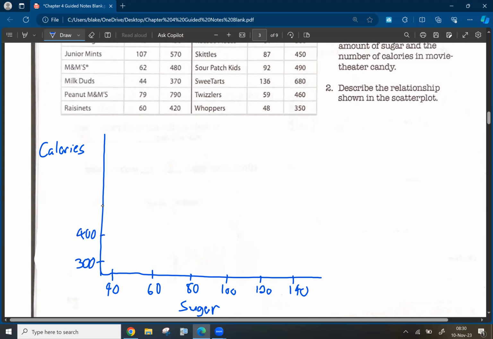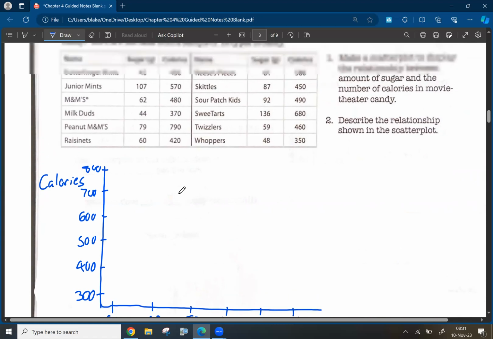Now you can go by a slightly different amount if you want to. But again, the main thing is don't go to 0. Don't start at 0. Just start where you need to start, to make sure that you have enough room for it. So yeah, 350 to 790 should definitely fill it in without leaving too much extra space that's not used. So yes, only go where you need to go. All right, so let's start plotting the points.